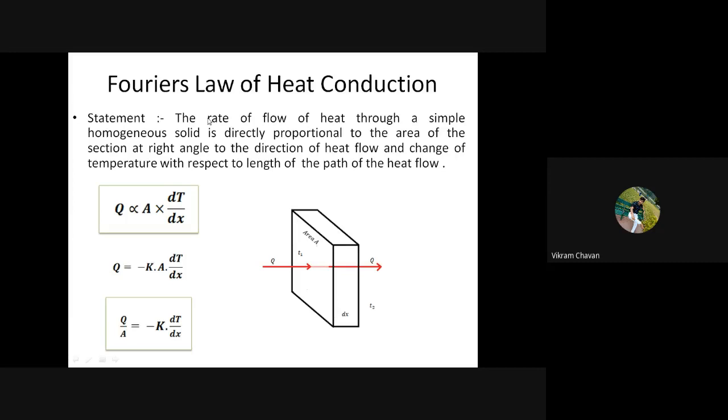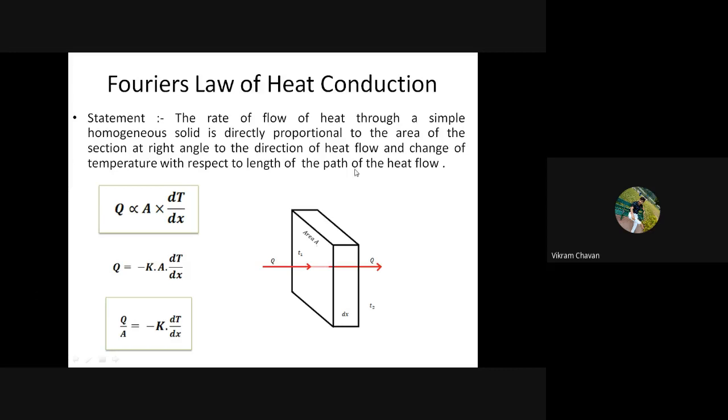So Fourier's law tells us that the rate of flow of heat through a simple homogeneous solid is directly proportional to the area of the section at right angle to the direction of heat flow, and change of temperature with respect to length of the path of the heat flow.